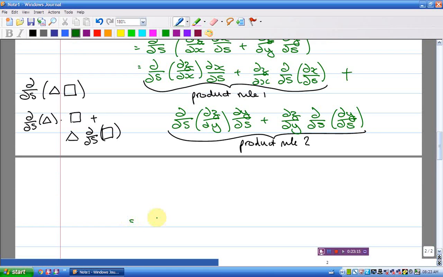So, first black bracket says d by ds of dz by dx. What is dz by dx? It's 2x plus 2y. So now all I'm doing is plugging in. I still actually haven't differentiated anything at the moment. I am plugging in.